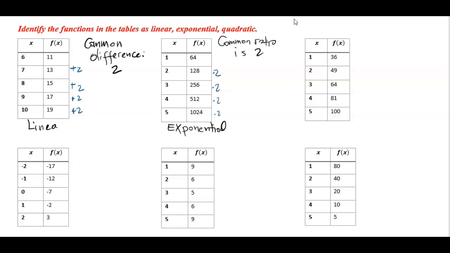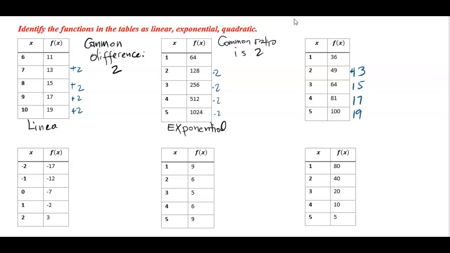Let's see if we have a common difference. 49 minus 36 is 13. So we got the second term by adding 13 to the first term. Then 64 minus 49 is 15. 81 minus 64 is 17. And 100 minus 81 is 19. Notice, we do not have a common difference here.